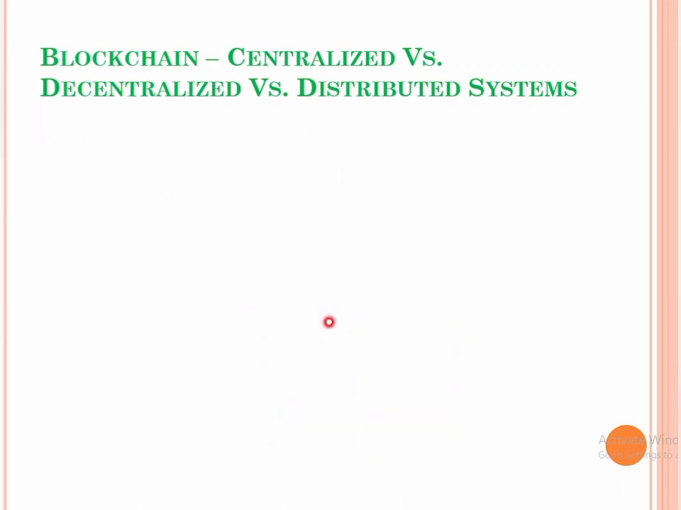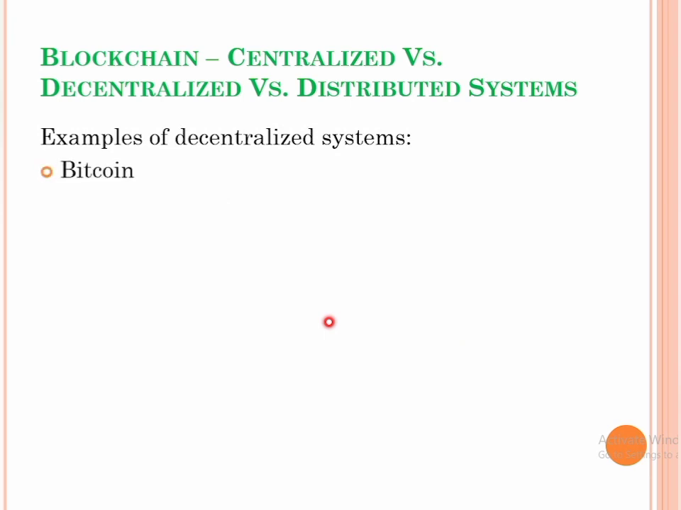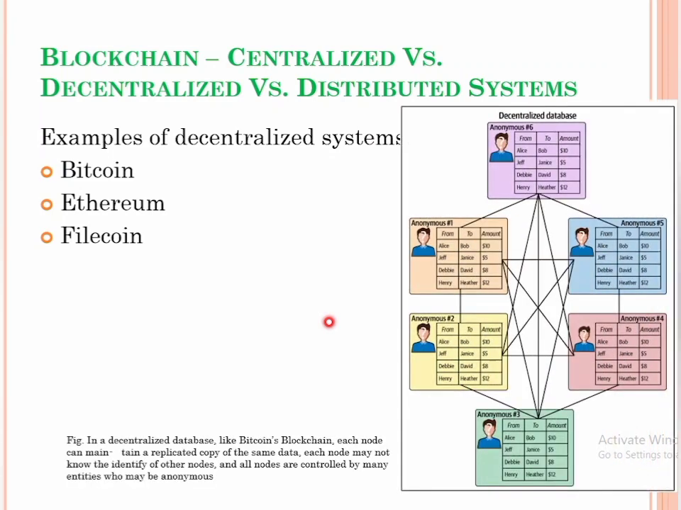So some examples of decentralized systems are Bitcoin, Ethereum, and Filecoin. Blockchain technology is an example of a decentralized system. In that, there are different platforms such as Bitcoin, Ethereum, and Filecoin. So you can see the example here.